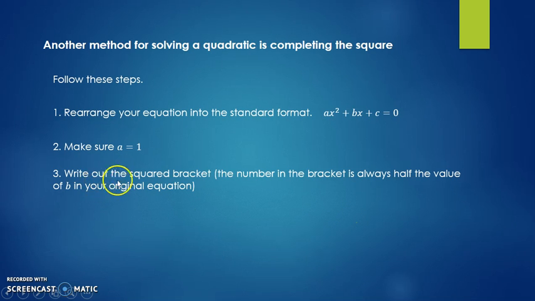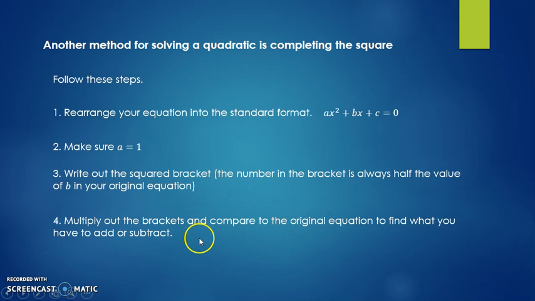So you're going to write out a squared bracket, and the number that goes in the bracket is always half of b. So if b is 10, the number that you'll put in your squared bracket will be 5. If b is minus 6, the number that goes in your squared bracket will be half of minus 6, which is minus 3. You'll see that better in an example.